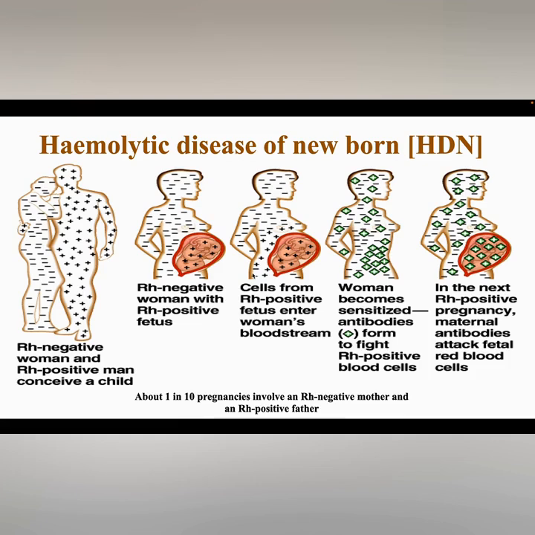The cells from the Rh positive fetus enter the woman's bloodstream at the time of the delivery. Blood may leak from the womb at the time of the separation of the fetus, or baby, from the mother. Then the woman becomes sensitized, and antibodies form to fight the Rh positive blood cells.